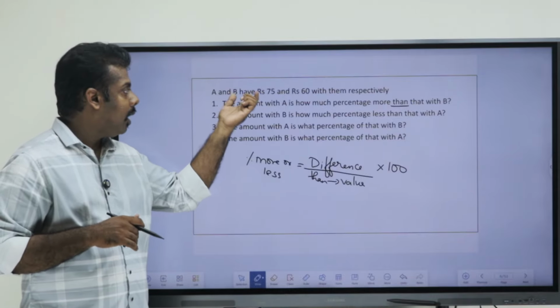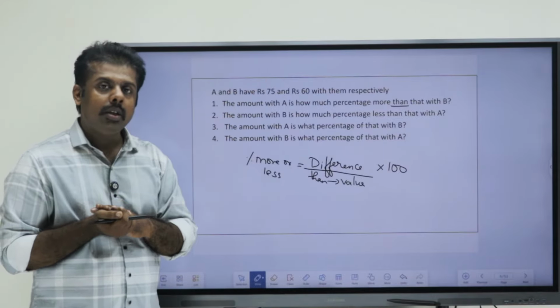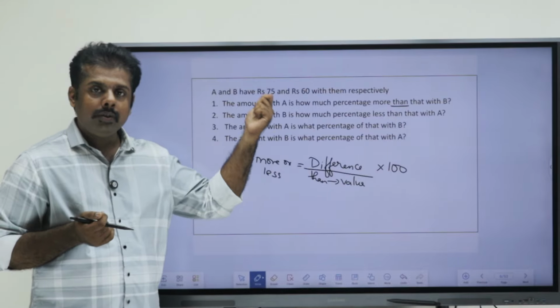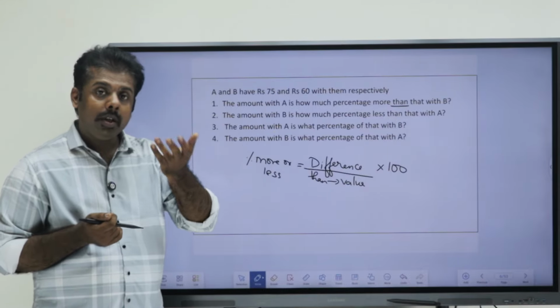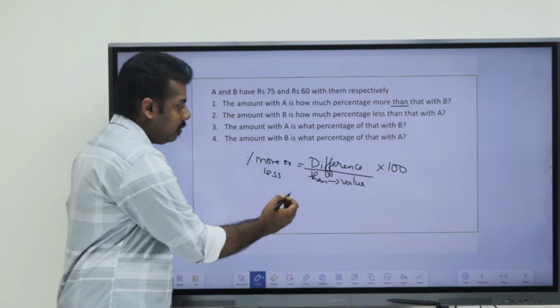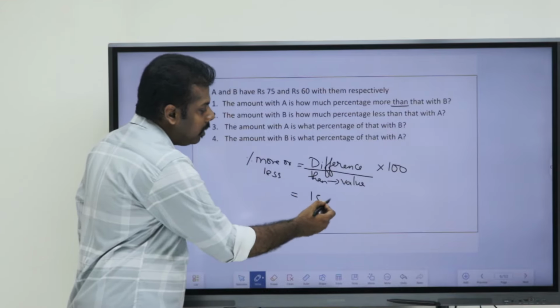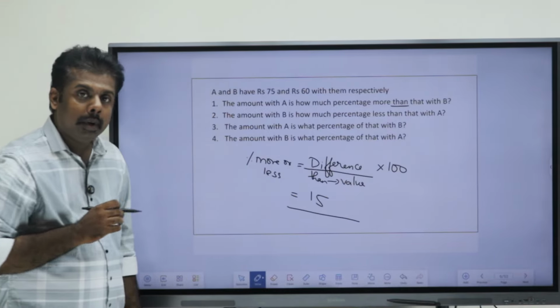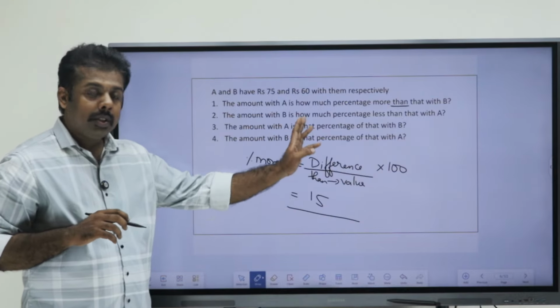So A and B are having an amount of 75 and 60. In the numerator part you have to take the difference. So 75 minus 60 will give us what? 15. Okay. So 15 is what will come in the numerator part. Now, in the denominator part, what we said: the value which comes after "than".